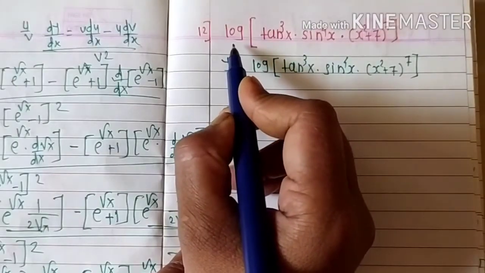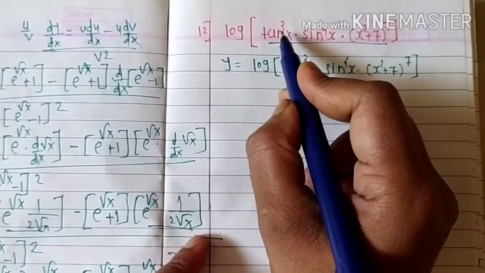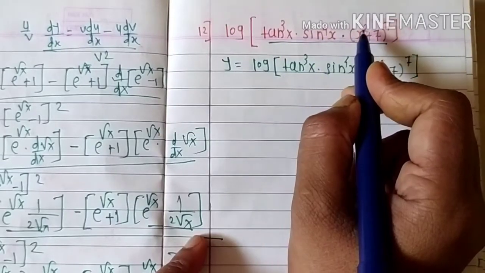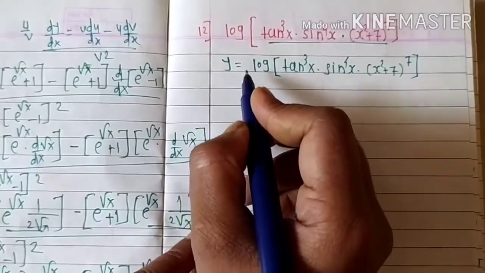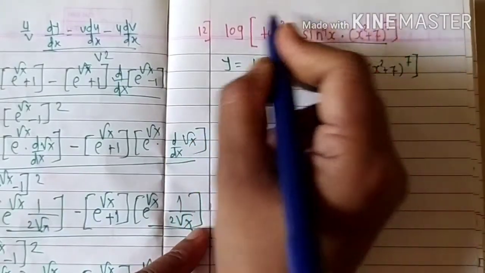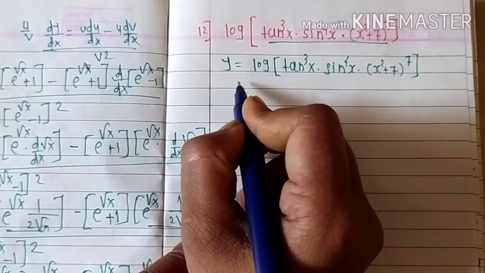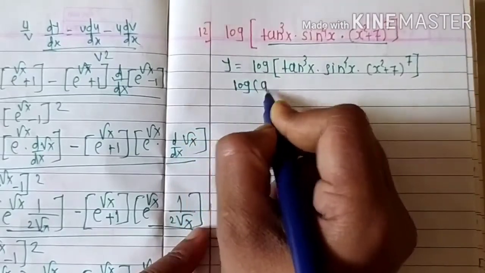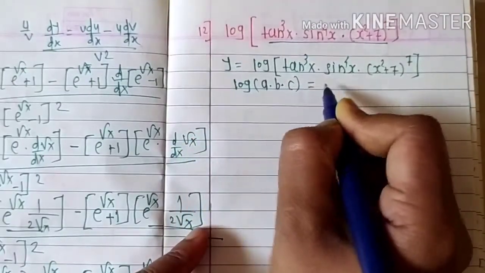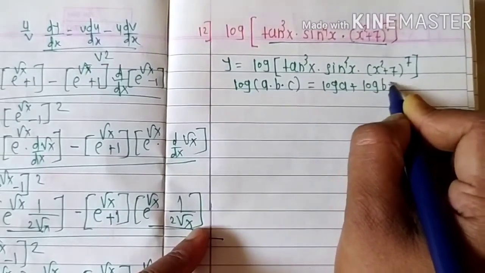In order to find the derivative, first the log of this function is given, meaning a product function is there: tan cube x, sin raised to 4x, and (x square plus 7) raised to power 7. To find the derivative, first we simplify this term into a simple form such that we can easily find the derivative. We know the properties of logarithm, that is log of a into b into c means log a plus log b plus log c.